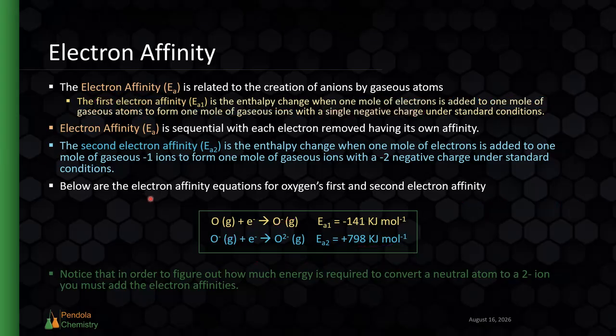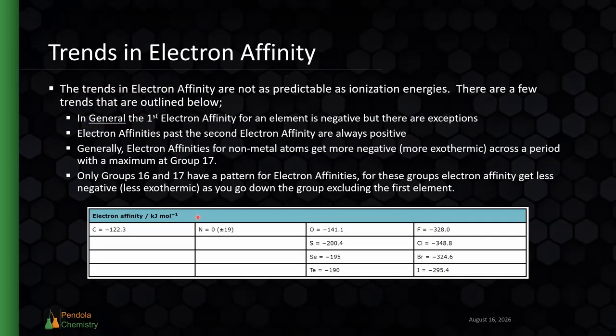Now let's talk about the trend in electron affinity. Electron affinity does not have a predictable trend like ionization energy did. There are a few trends that we can outline with electron affinity, but it's going to be a lot less stable and a lot less trustworthy, essentially, than what we saw for ionization energy.